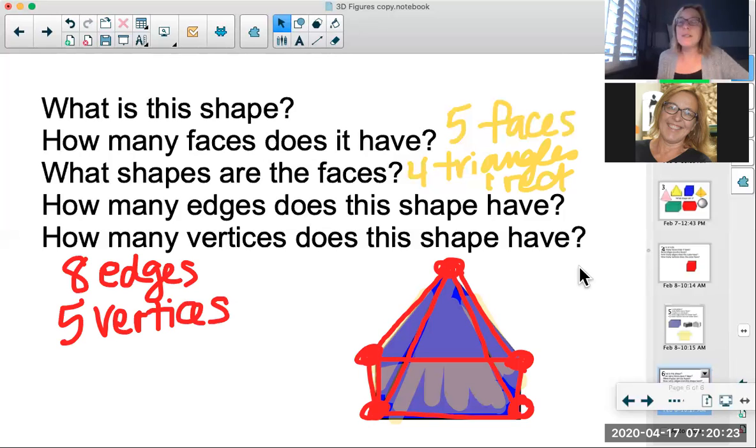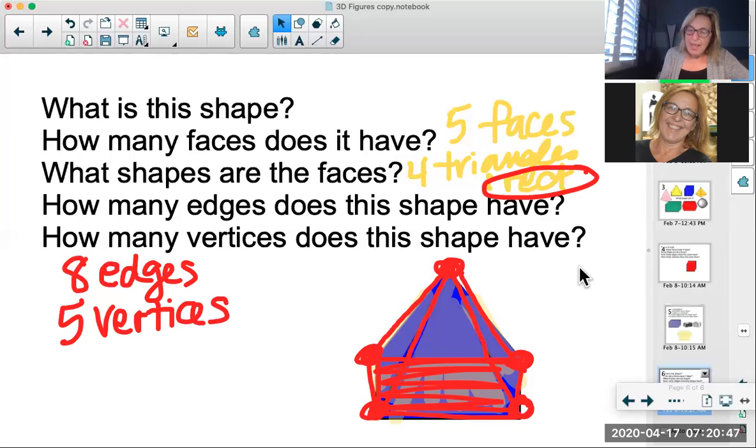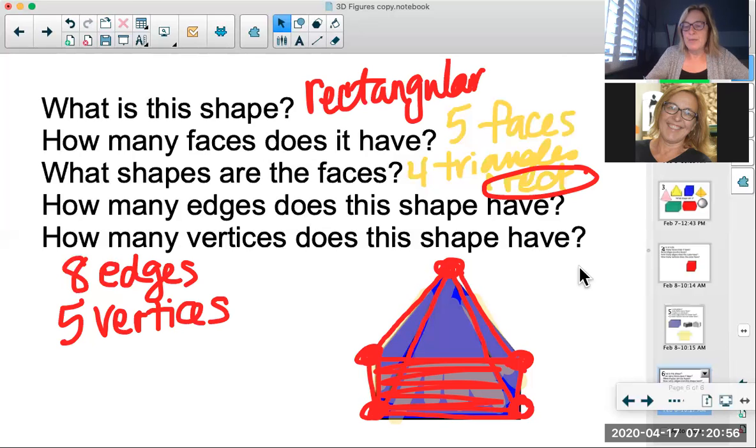All right, so what was different here? We're going to call this rectangle the base. That's what it sits on. So that rectangle face is going to be part of the name because the base shape is always part of the name. So we're going to call this a rectangular. We sort of change the word, we add ULAR. That sort of makes it an adjective. And then because the other faces are triangles, this is a pyramid. So we call this a rectangular pyramid.